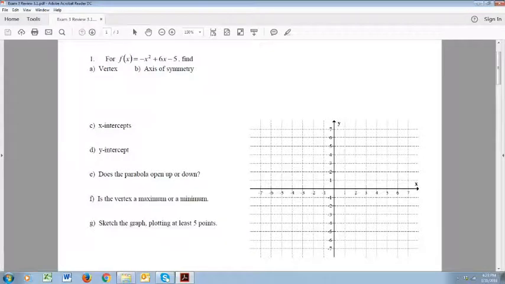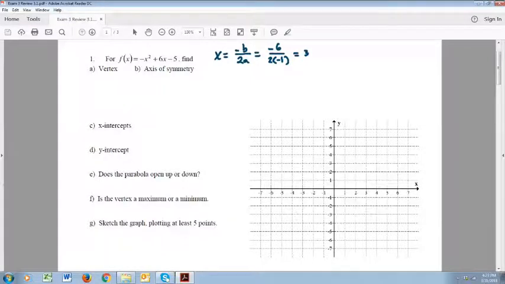Alright, in this video I'm going to go over the review of 3.1 for exam 3. So first of all, we're supposed to graph this quadratic function, so we're expecting a parabola. First thing we need to do is find the vertex. So we're going to use the vertex formula, which is negative b over 2a. So here b is 6, so it'll be negative 6 over 2 times a, and a is negative 1.